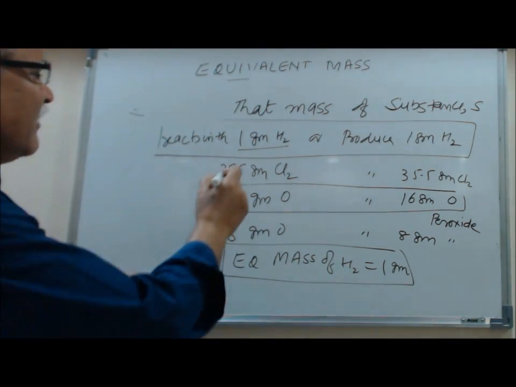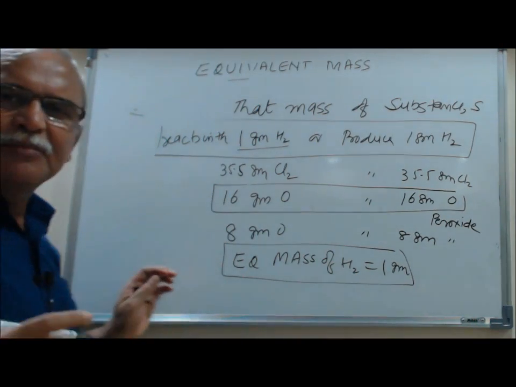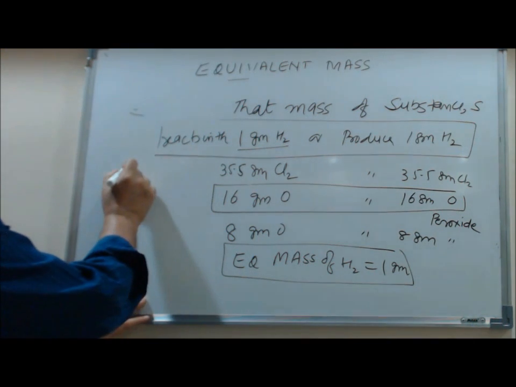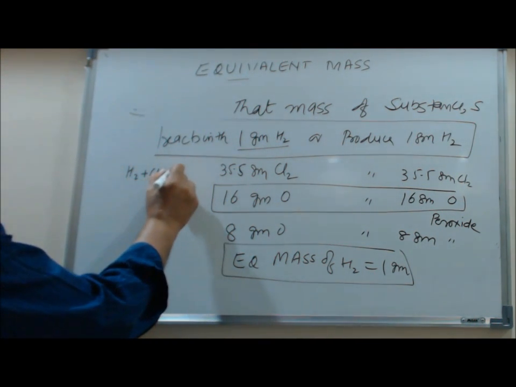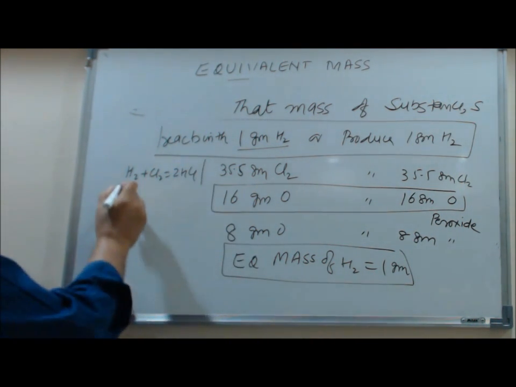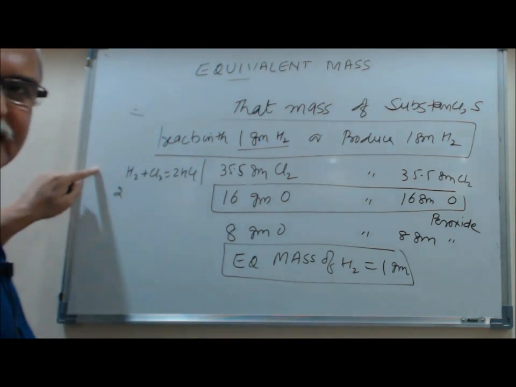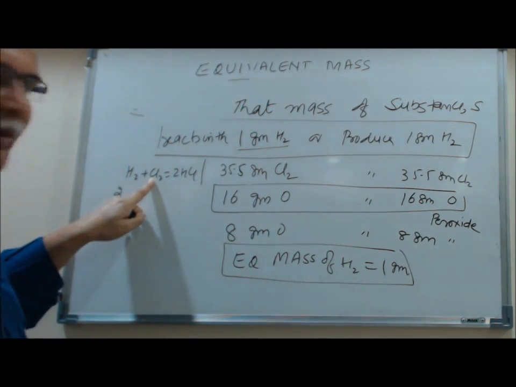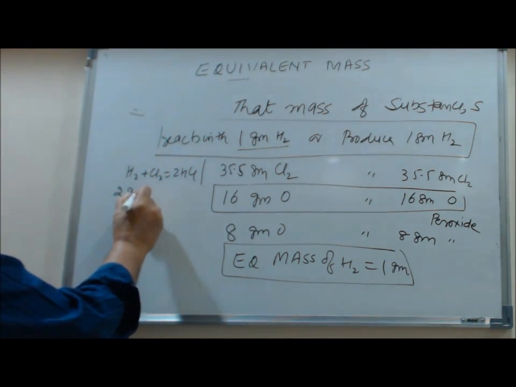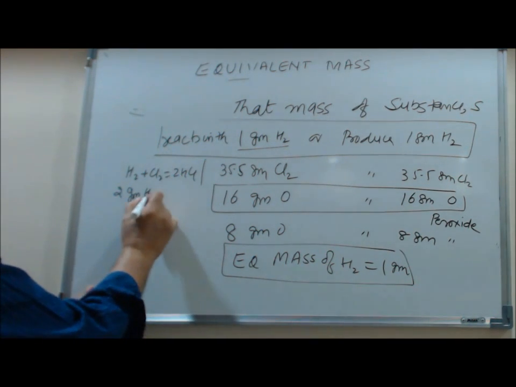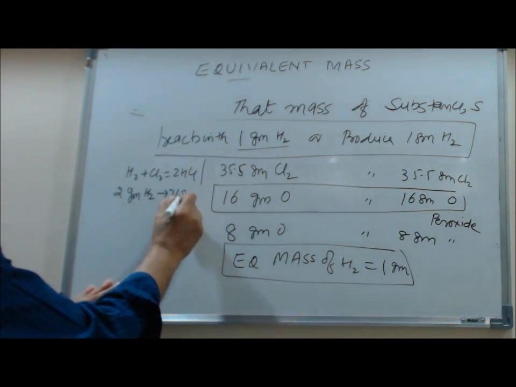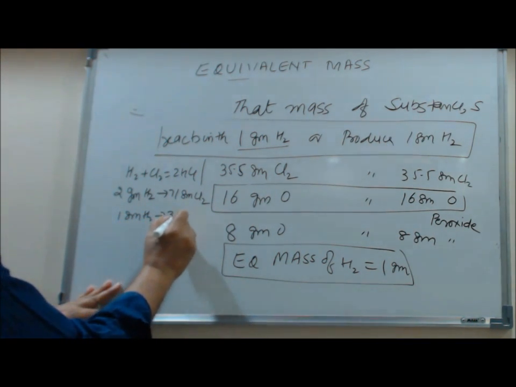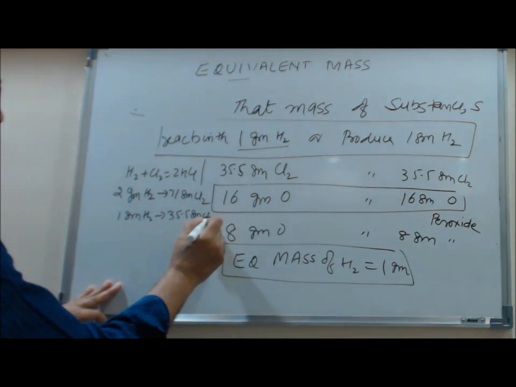Why is chlorine 35.5 taken? That is something you need not memorize, you can deduce. How can we deduce? All of us know that H2 plus Cl2 gives 2HCl. So 2 gram hydrogen, atomic mass 1 multiplied by 2, and 35.5 is the atomic mass of chlorine, multiplied by 2 becomes 71, obviously reacts with 71 gram chlorine. So 1 gram hydrogen has to react with 35.5 gram chlorine. Am I clear?